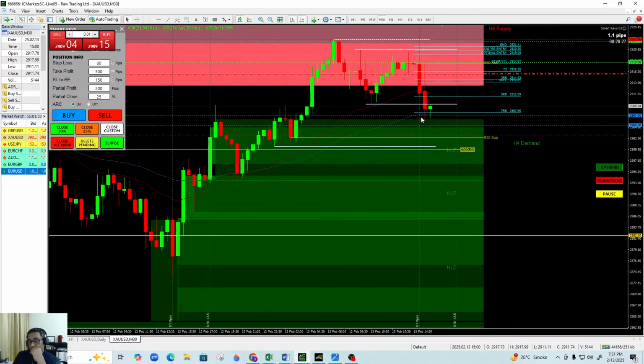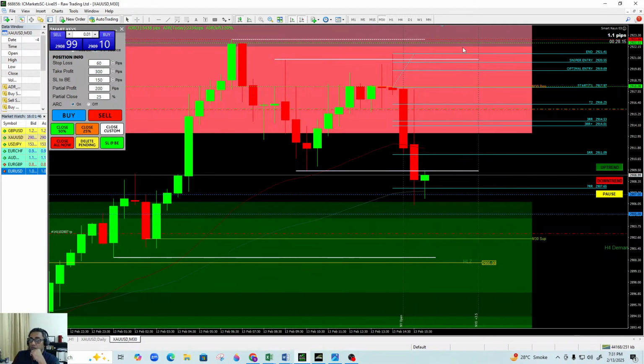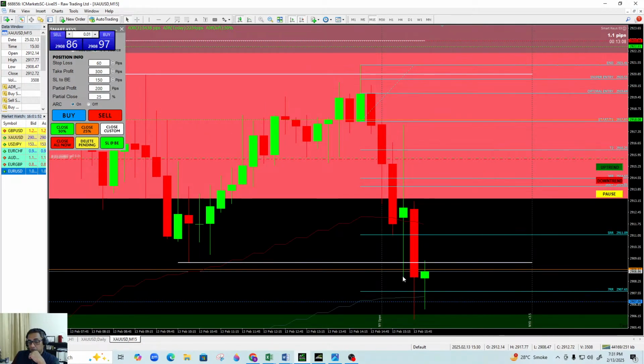So wait at any one of those areas. Now we are at one of them already, right? We're at one of them. We've tapped the EMA. So if we form M30 support here, then there's a possibility the price could now head up, right?